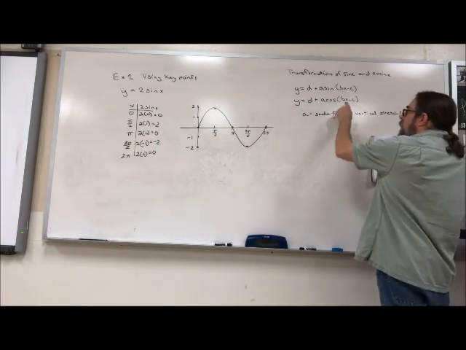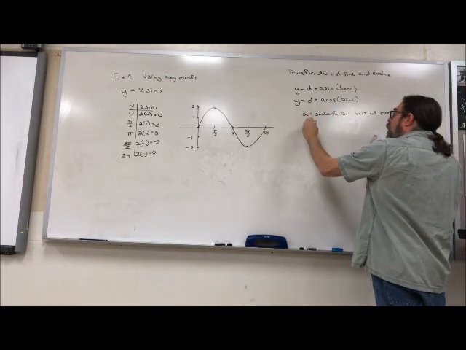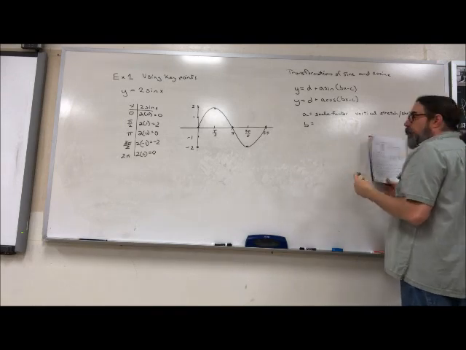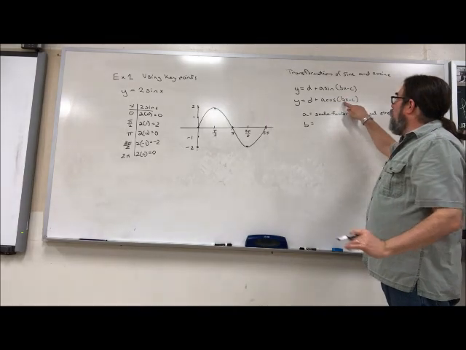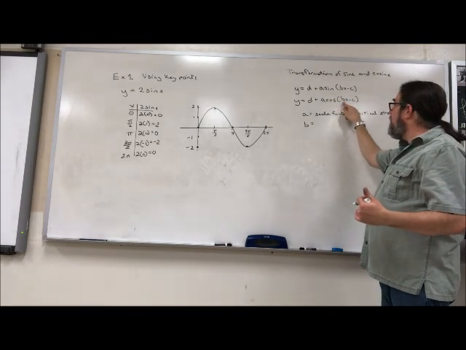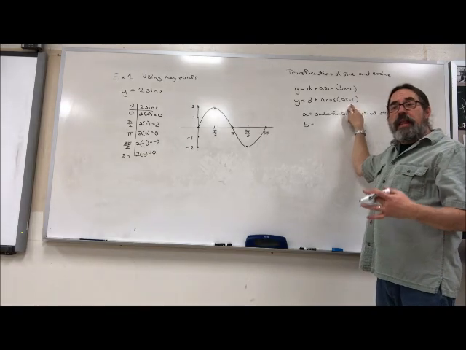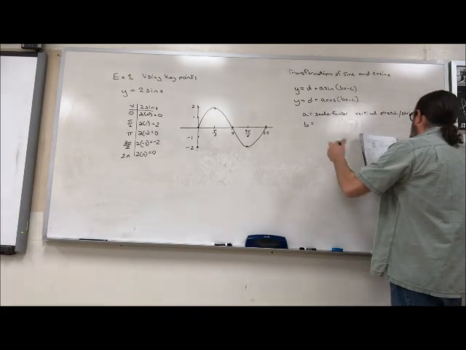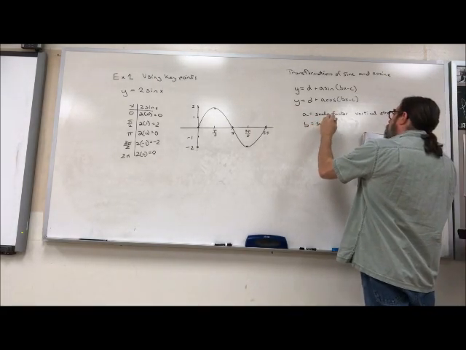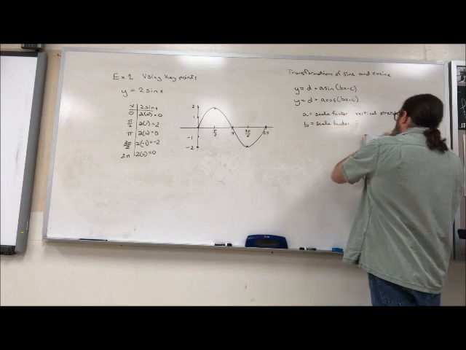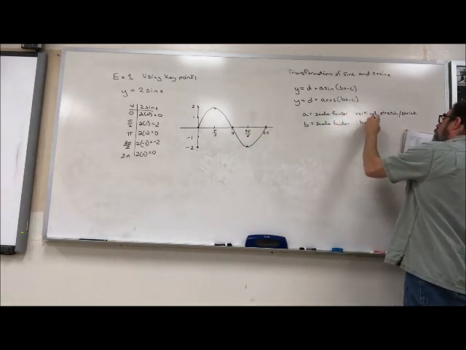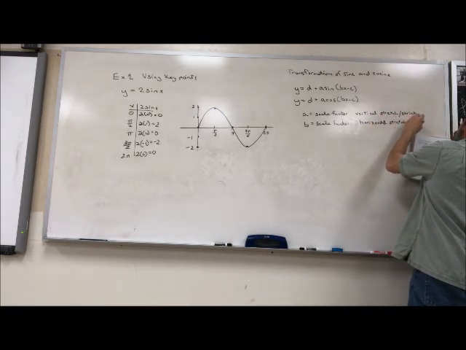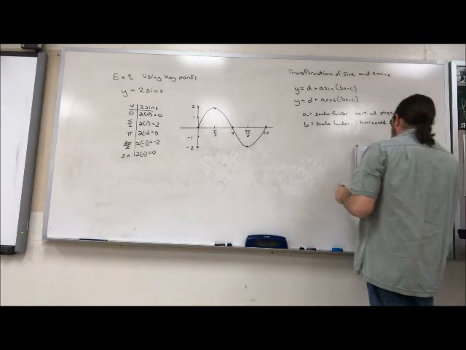When we get to B, B is actually going to be a change in period, okay? It's another scale factor, but remember that when we had the scale factor with other functions that was inside of the function, then that was actually a horizontal stretch or shrink. And it's going to be the same with these. So it's going to be a scale factor as well, but it's going to be a horizontal stretch or shrink. And that's going to change the period, all right?